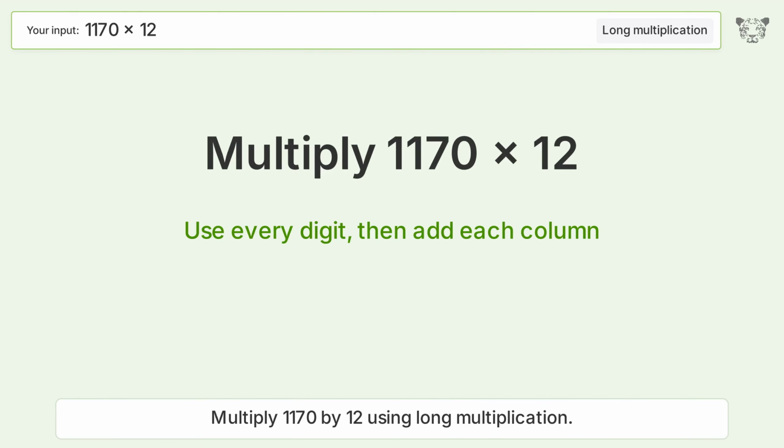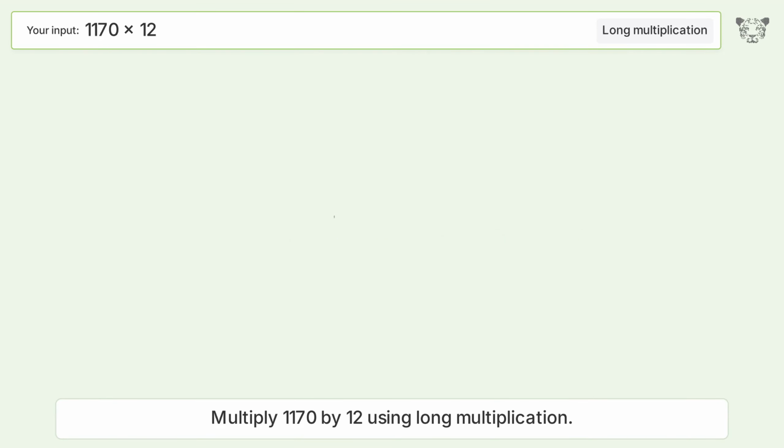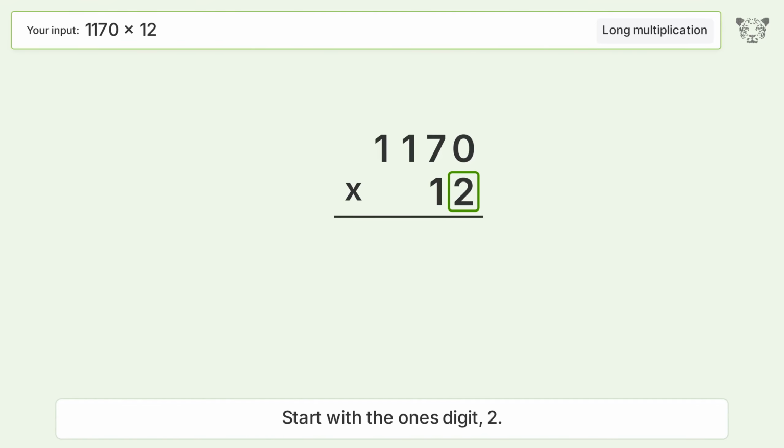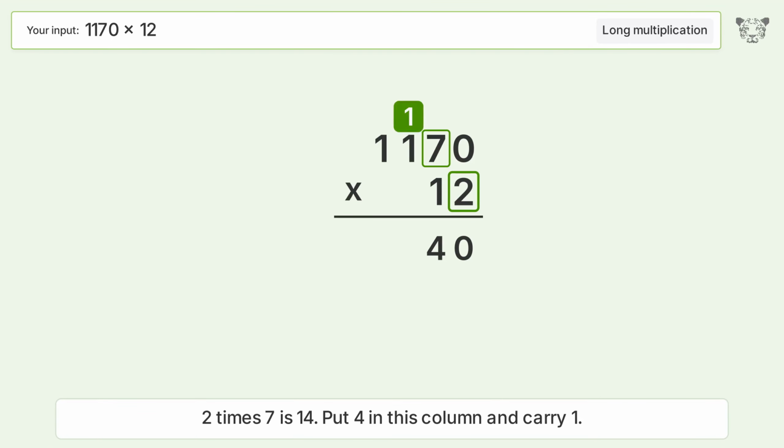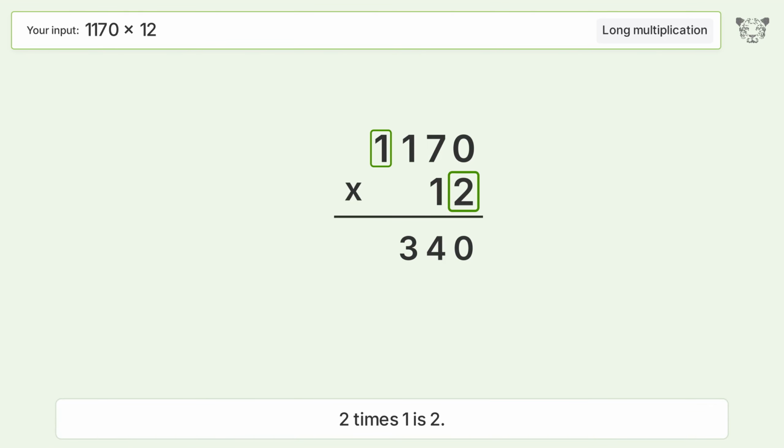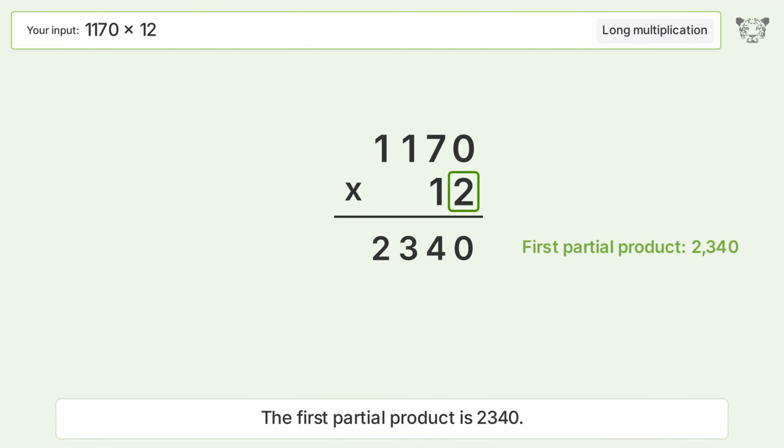Multiply 1170 by 12 using long multiplication. Start with the ones digit, 2. 2 times 0 is 0. 2 times 7 is 14. Put 4 in this column and carry 1. 2 times 1 plus the carried 1 is 3. 2 times 1 is 2. The first partial product is 2340.